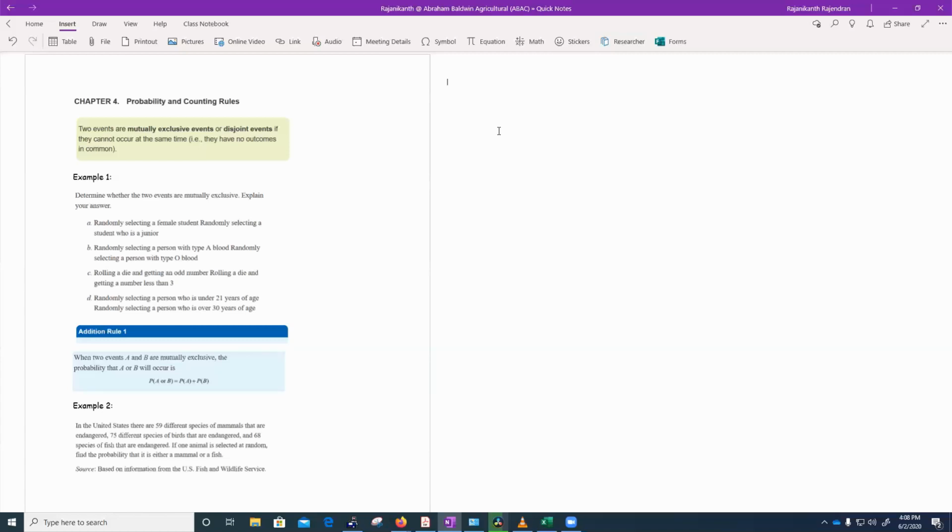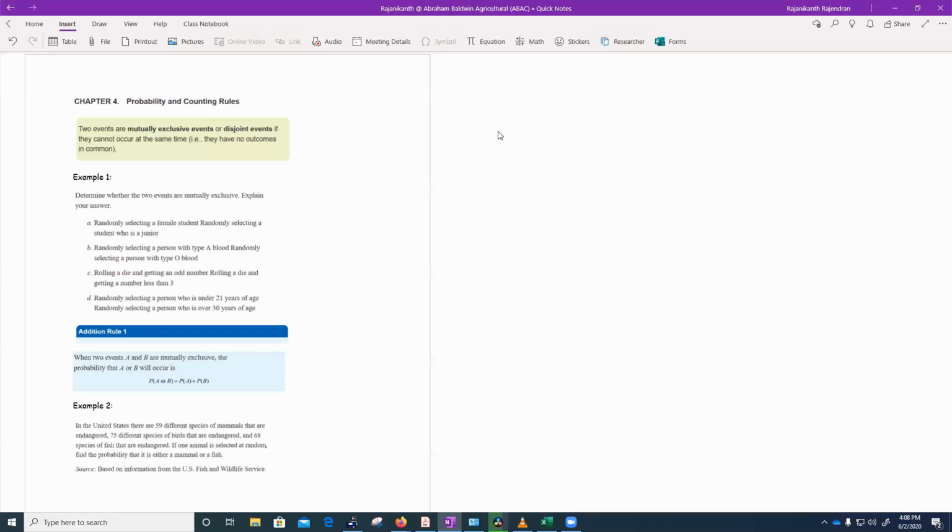So look at these examples. Determine whether the two events are mutually exclusive. Explain your answer. You are given two events for each problem. So you need to identify whether those two are mutually exclusive or not.